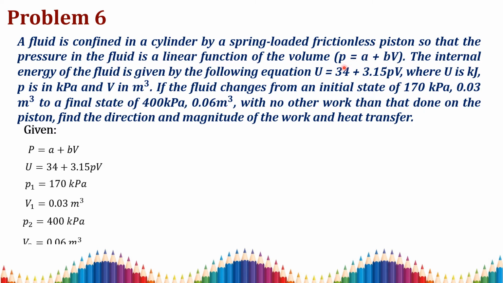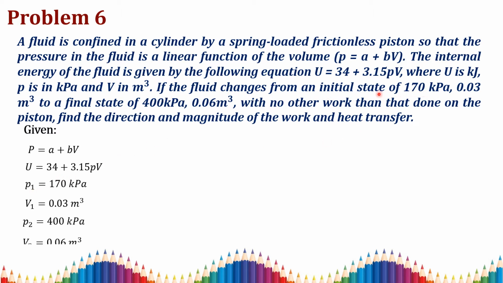This volume V is in meter cube, A and B are constants, and P is pressure. Then the internal energy is given by the equation U is equal to 34 plus 3.15 PV, where U is in kilojoule, pressure P is in kilopascal, and volume is in meter cube. You have to check whether the unit of the volume is meter cube or meter cube per kg. If the question gives meter cube per kg, you should write it as small v, the specific volume. But in this case, the question clearly mentions meter cube, so it is the total volume.